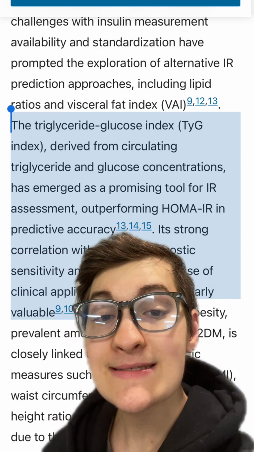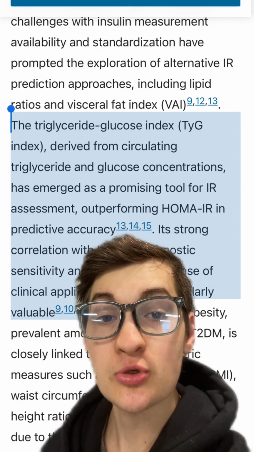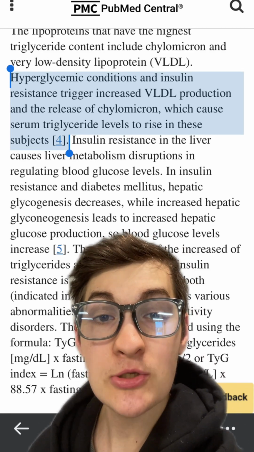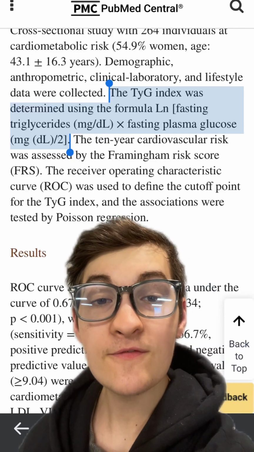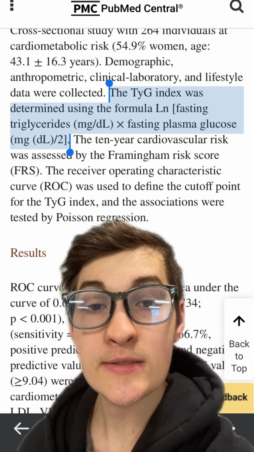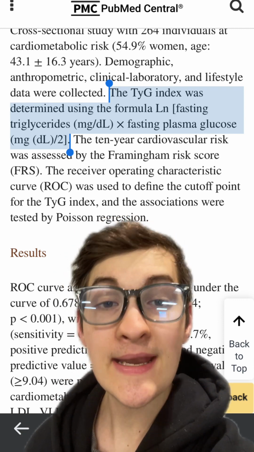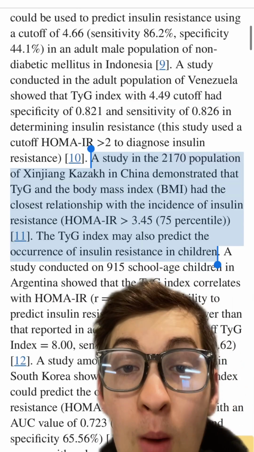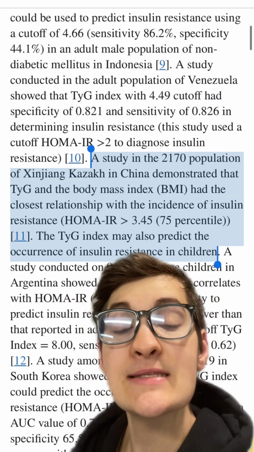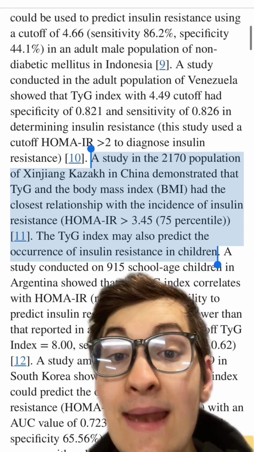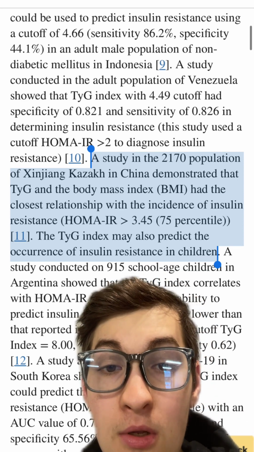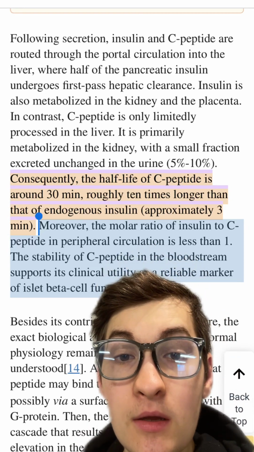A biomarker that is a little bit better is the glucose triglyceride index. Insulin resistance triggers an increase in blood triglyceride levels. Therefore, an elevated fasting glucose and fasting triglycerides may be more accurate than elevated fasting glucose in isolation, and this appears to be almost as predictive as the glucose tolerance test, and can also predict the occurrence of worse insulin resistance in children. Another marker is C-peptide.